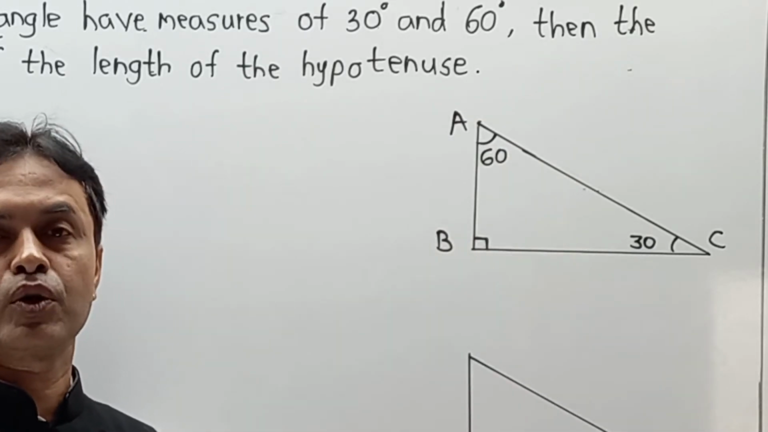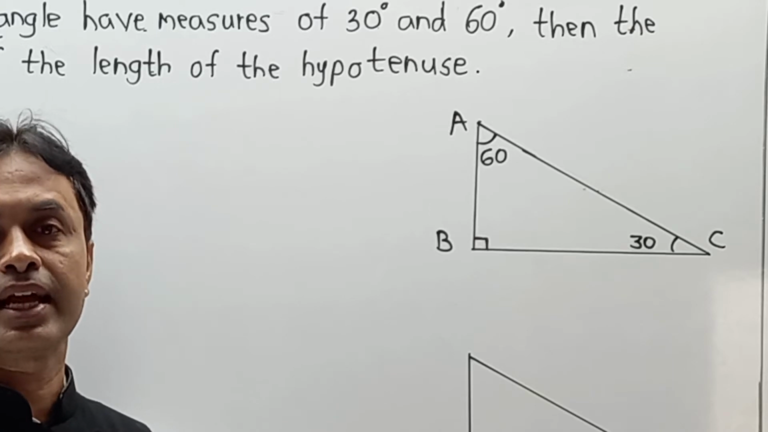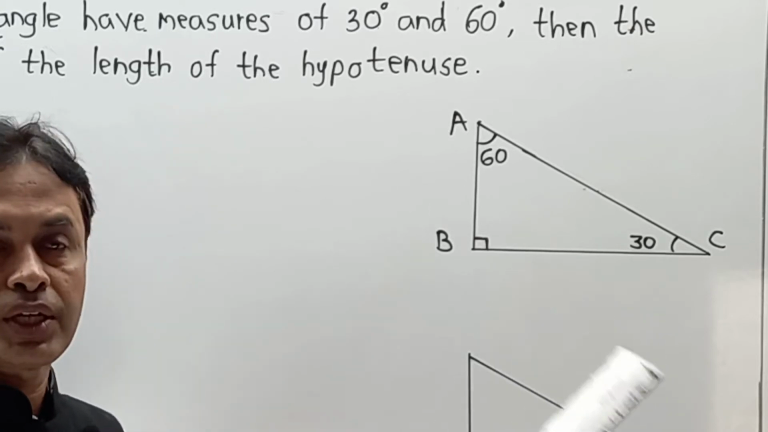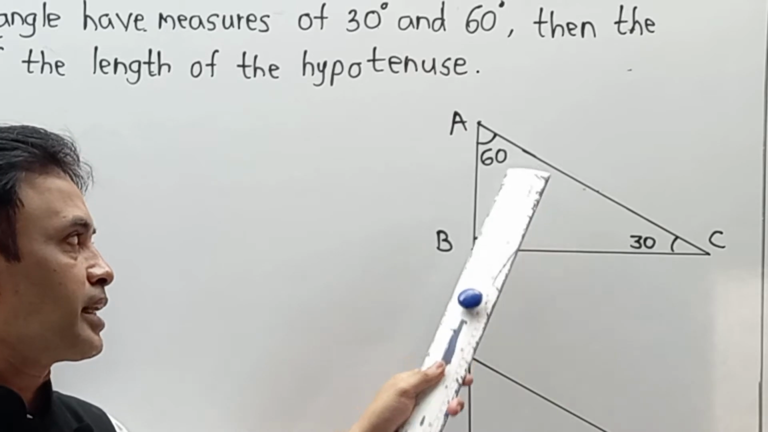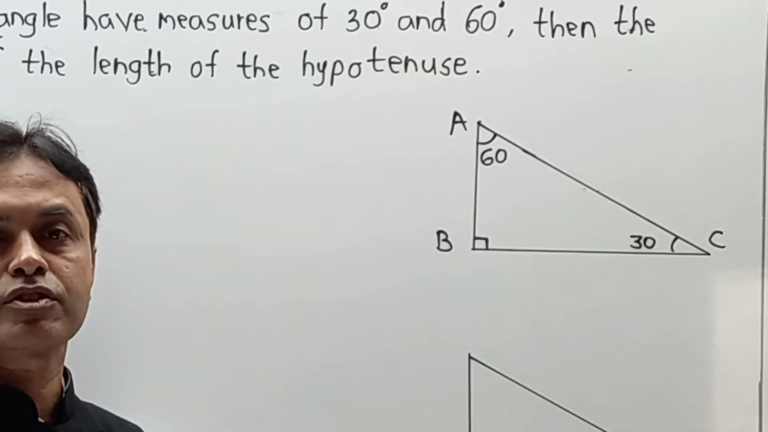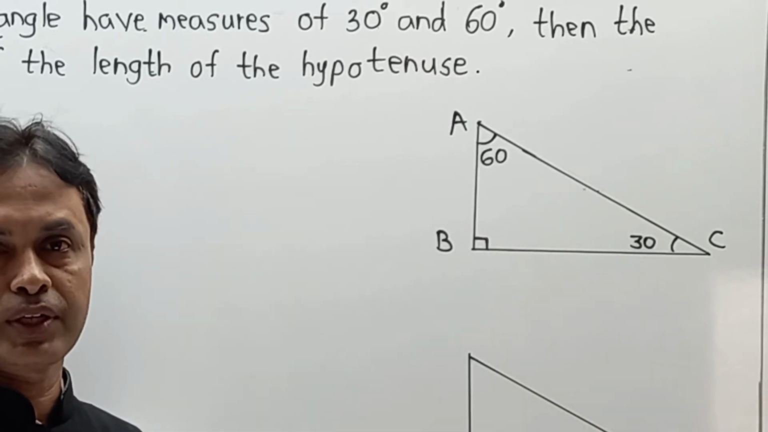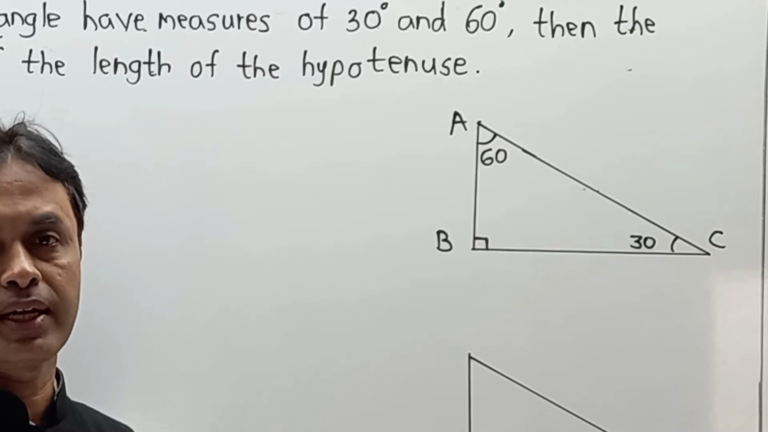Sometimes this theorem is also called the 30-60-90 degree triangle theorem. Now here 30 plus 60 is 90, 90 plus 90 is 180, meaning the sum of the angles of a triangle is 180 degree, which is satisfied over here, so the condition is true for a triangle.